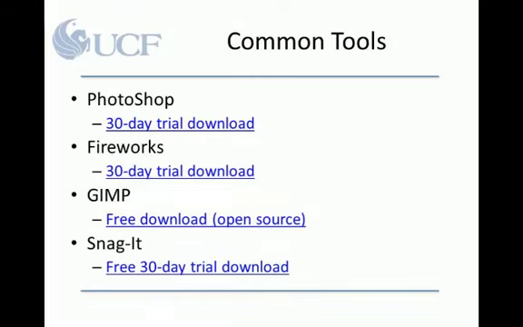I've also provided a link to a number of common tools that are used for developing and editing graphics. Photoshop is Adobe's product. Fireworks is part of the CS suite, the Creative Suite. GIMP is a free open source tool that has many of the features of Photoshop but is limited in some of its capabilities and isn't quite as usable. And then Snagit is a screen capture software that works nicely with Camtasia, which is a screen recording software. All of these are tools that you can download and play around with and utilize for your projects in this course.